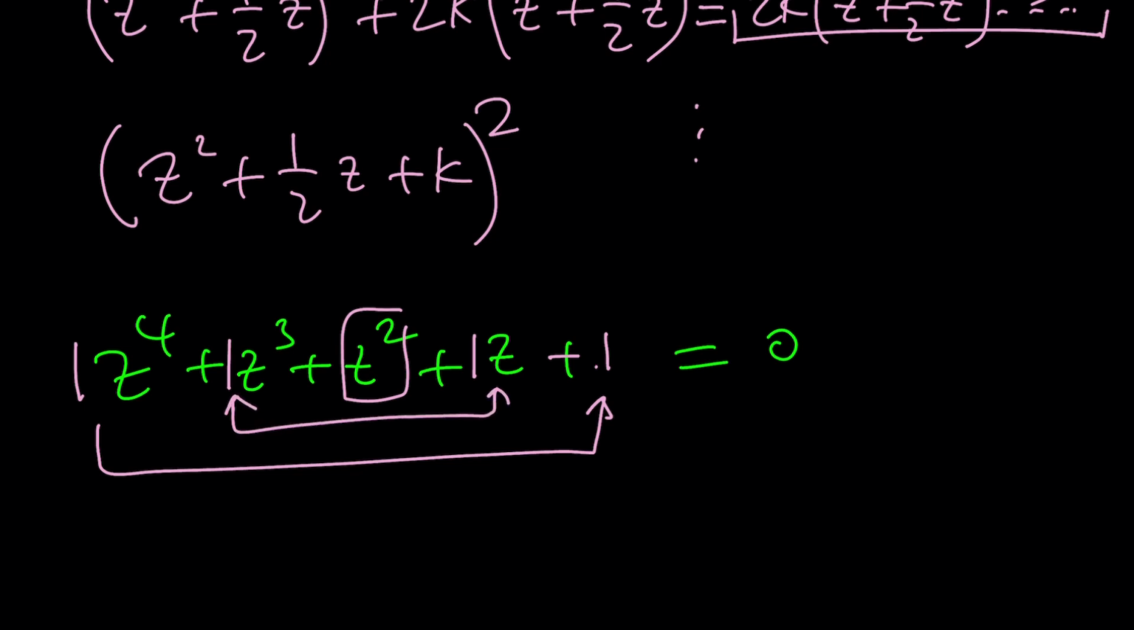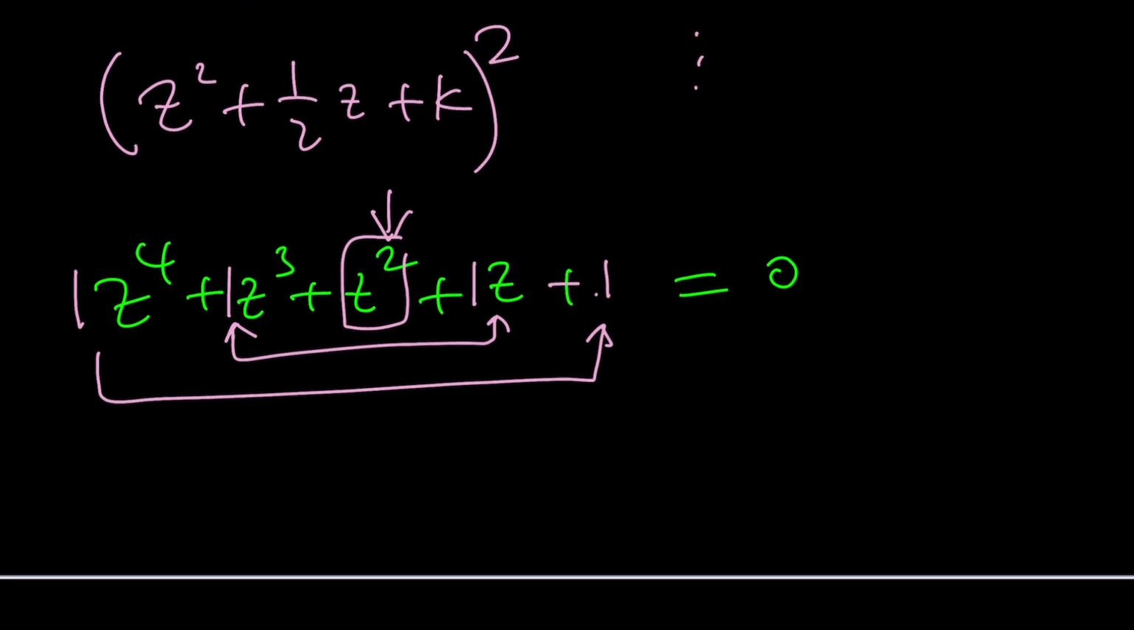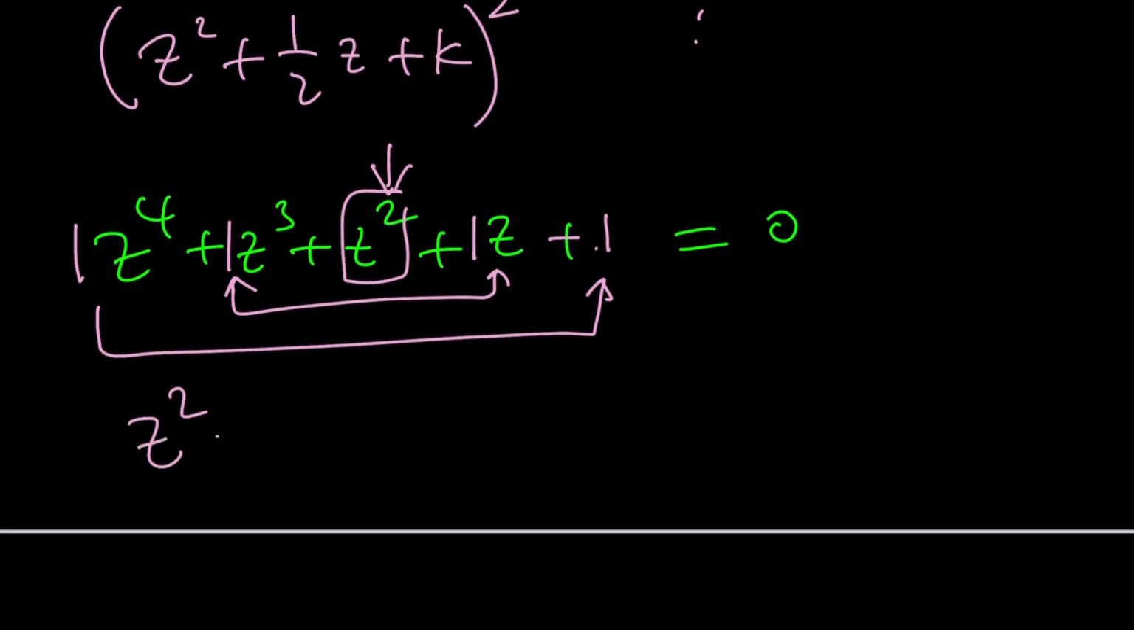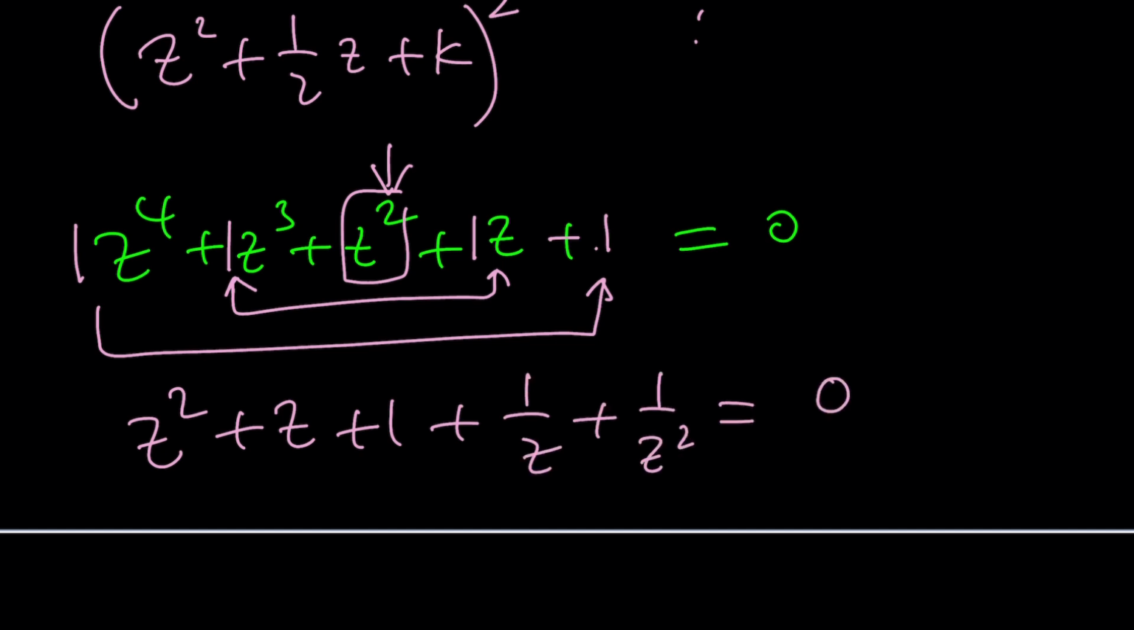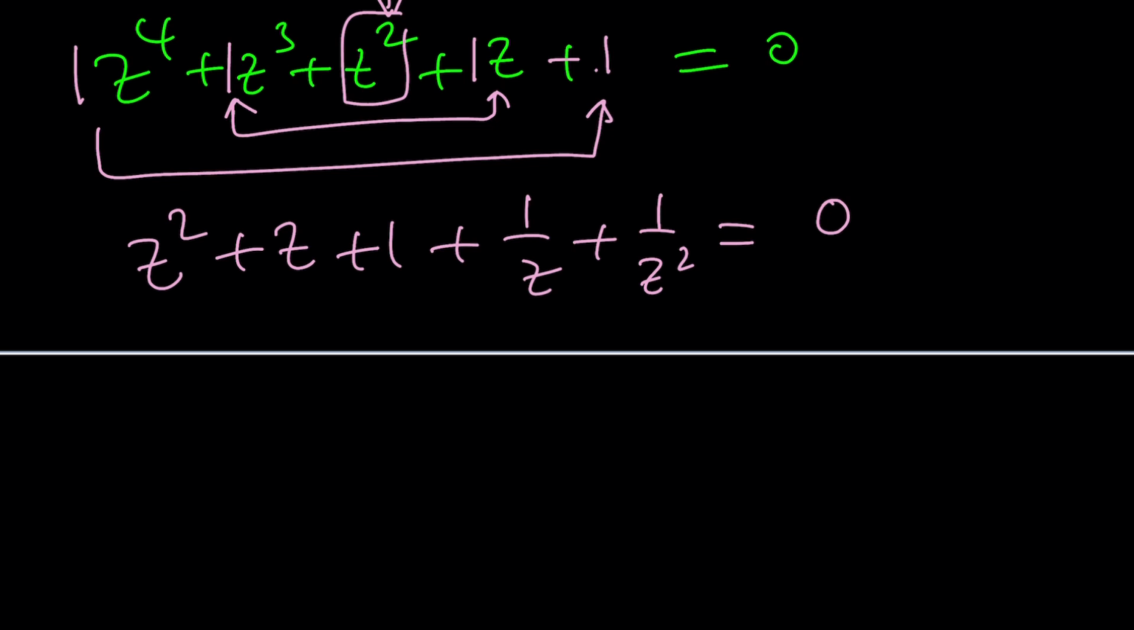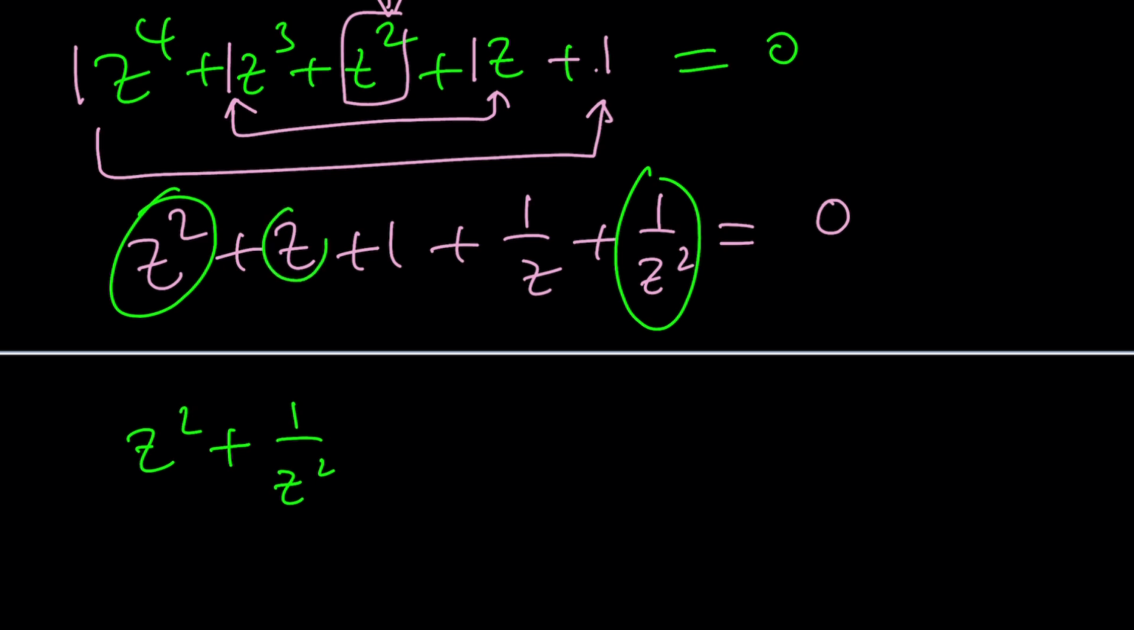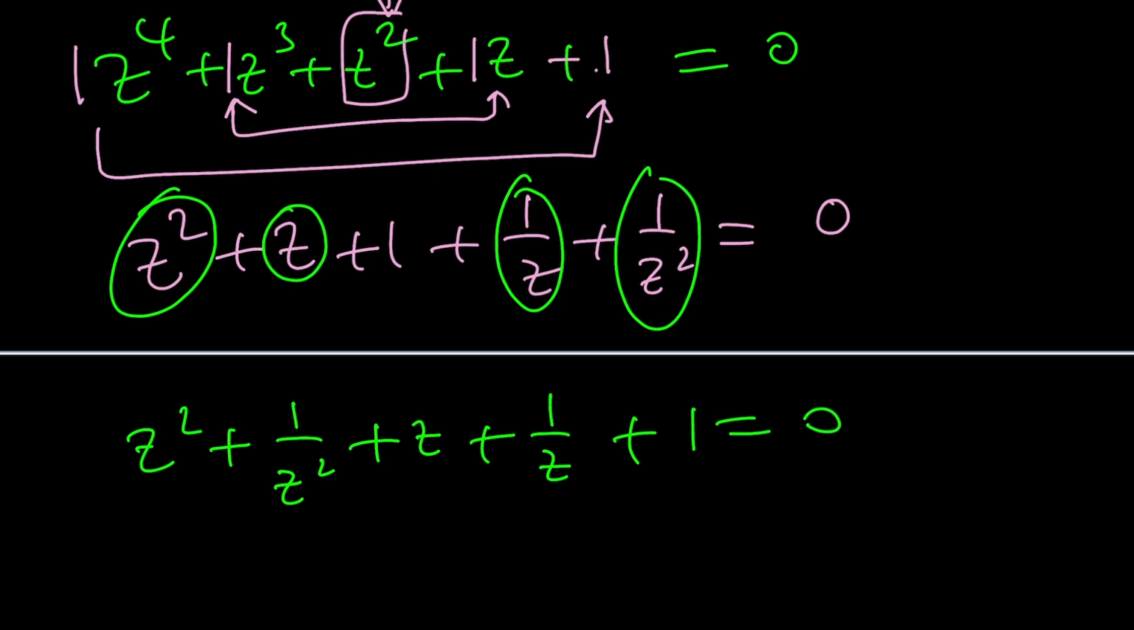So we're going to go ahead and divide by z squared, which is the term in the middle. That gives us z squared plus z plus 1 plus 1 over z plus 1 over z squared. This is where the math magic happens. It's just beautiful. Don't you think? Take a look at this. Once I do that, I'm getting z squared plus 1 over z squared plus z plus 1 over z plus 1 equals 0. And you might be like, okay, what is so special about it?